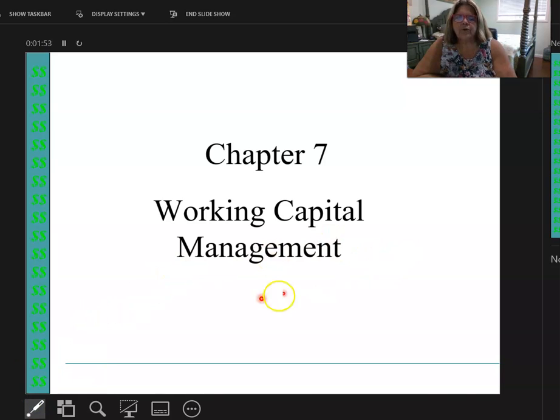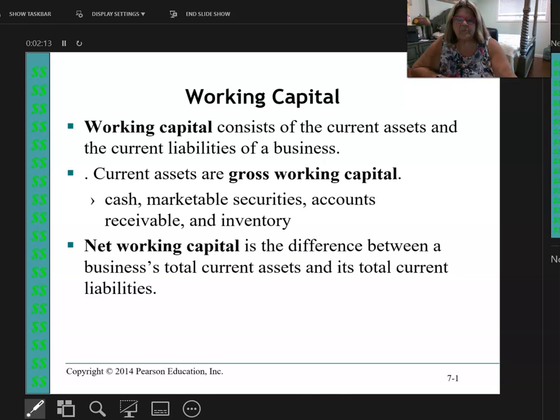Let me get my little laser pointer. So the key word here is management, and capital. I'm going to talk about things that are going to help you understand how to manage capital. Working capital is capital that actually helps you with your business. So let's just jump right in here. This will be a much easier chapter than Chapter 6 was.